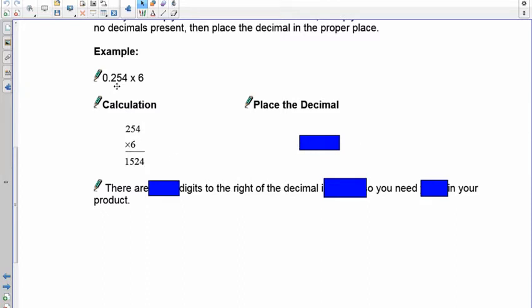Notice that there's 1, 2, 3 digits to the right of the decimal. So in my answer, I have to have 3 digits to the right of my decimal. Okay? So this is going to be 1.524. All right, there's 3 digits to the right of the decimal.